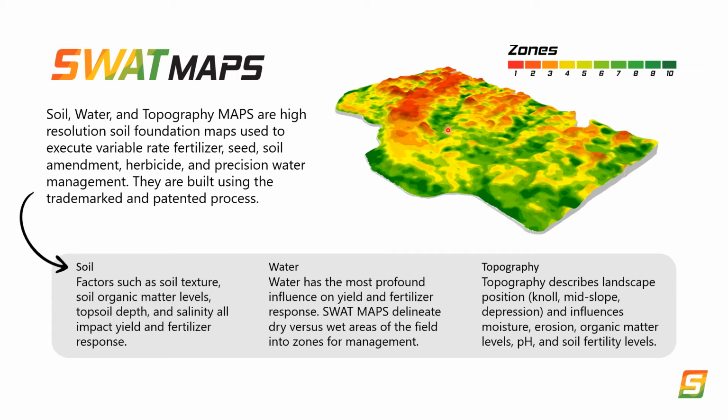So when you look at a SWAT map, it's going to have 10 zones. And really the easiest way to think about it is in terms of water. So zones 1 and 2 are the high and dry hilltop areas, maybe have experienced some erosion over time, perhaps some more rocks at the surface there. As we get down the scale, zones 9 and 10 are more the depression areas, so water collecting areas. They may cause problems if we have a wet spring or a wet fall.